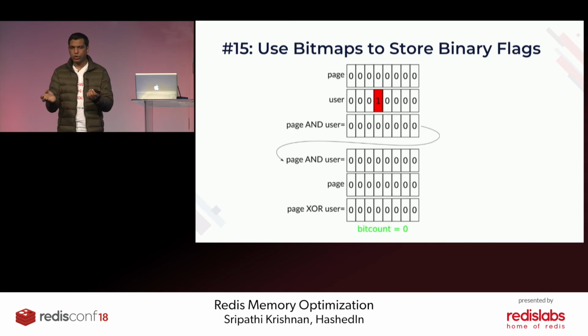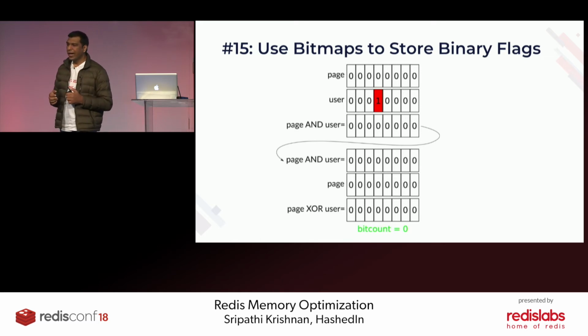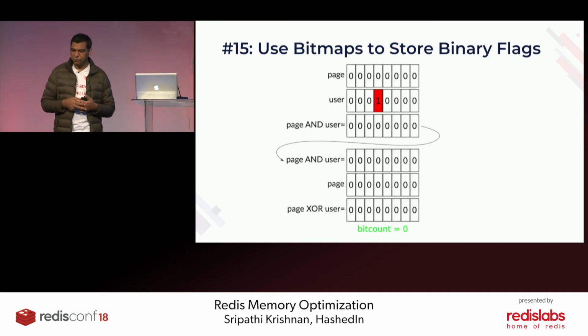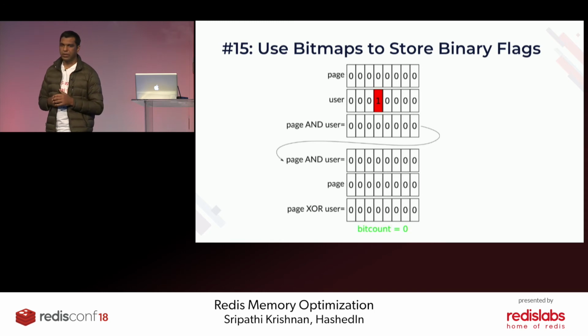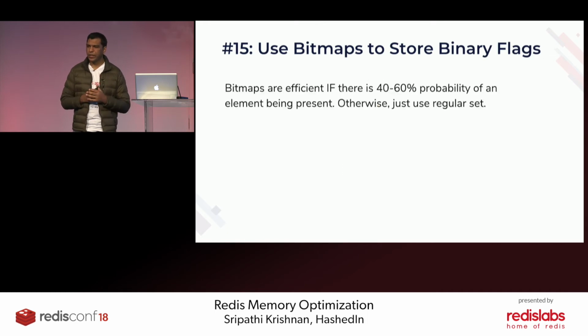So let's say that you're trying to store access control lists, right? Does this user have permission on this page? Instead of doing it in a set, you can store them in a string and set individual fields of that string. With Redis strings, you can do logical operations like AND and OR. So this is a great way to store data in just one single bit, right? Now, there is a caveat to this.